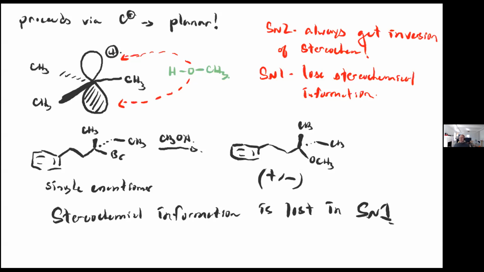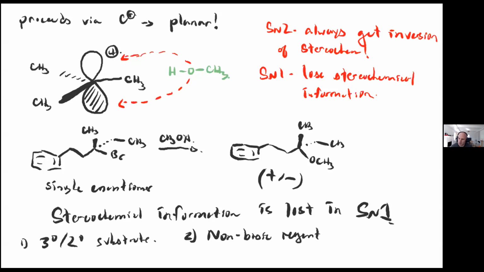So when do I need to think about the SN1 pathway? There are two important things that you need to look for. One is a tertiary substrate, or secondary, but tertiary more often. And the second one, which is arguably more important, is a non-basic reagent. By that, we typically mean a neutral alcohol.